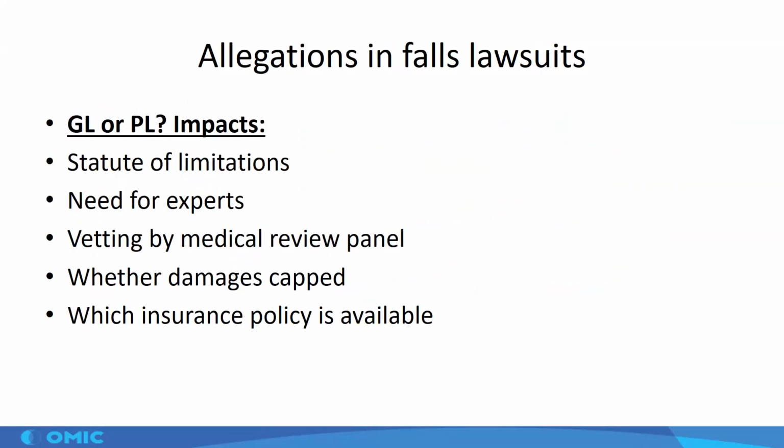There are other key differences. Medical malpractice or professional liability lawsuits tend to have a longer statute of limitations because the harm may not be immediately obvious. There's also a need for experts because juries need help understanding the medicine. Sometimes claims have to be vetted by a medical review panel before they can proceed to lawsuits. Damages may or may not be capped, and most importantly, different insurance policies are available.